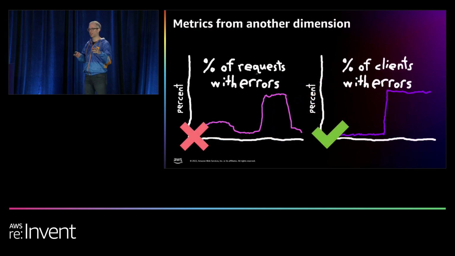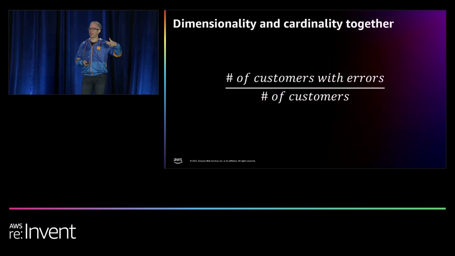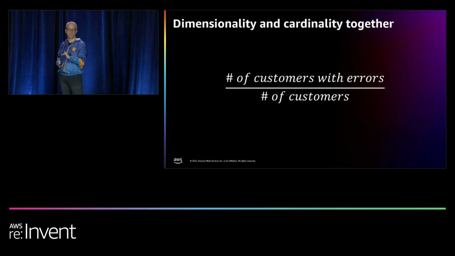Well, that's where we can combine this idea of cardinality and dimensionality in an interesting way. The graph that we would typically set an alarm on is the percentage of requests with errors. That's the number of requests that errored divided by the number of requests. Wouldn't it be great if we could do the graph on the right that shows the percentage of clients with errors? So the number of clients who have an error divided by the total number of clients. That's something we can do thanks to this idea of dimensionality and having the right tool to deal with that dimensionality. We want to take the number of customers who have errors divided by the number of customers and plot that over time.